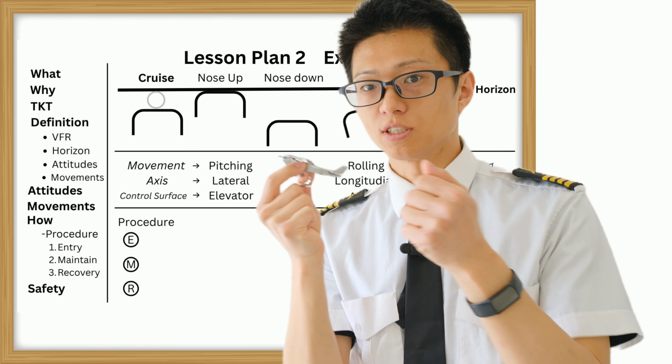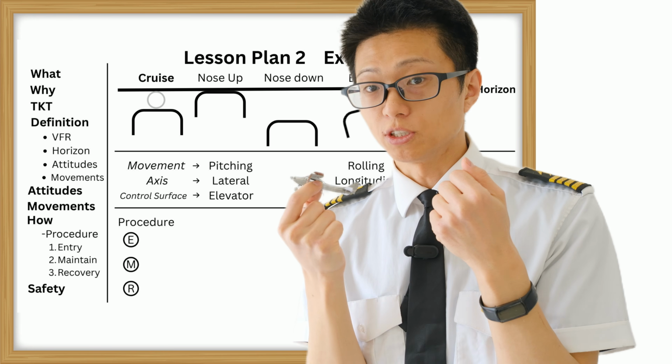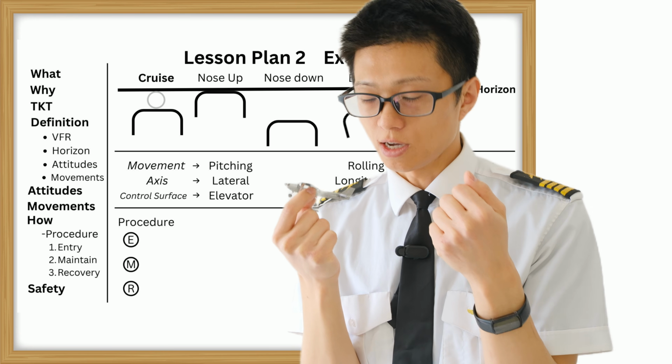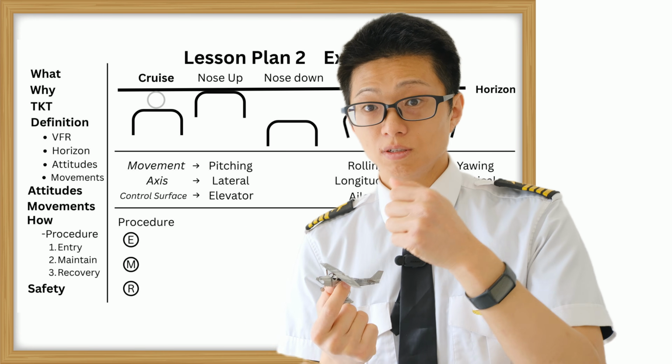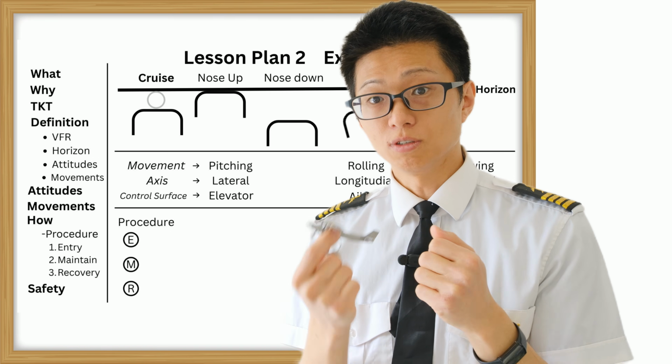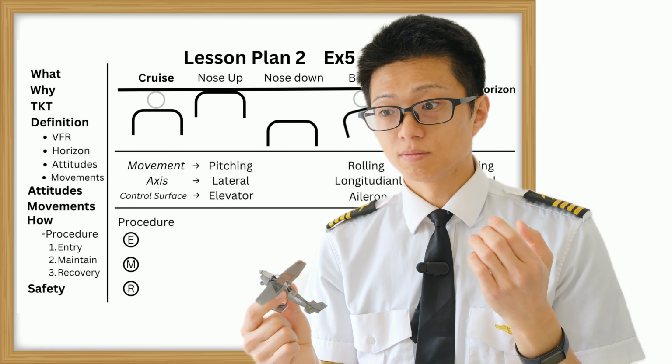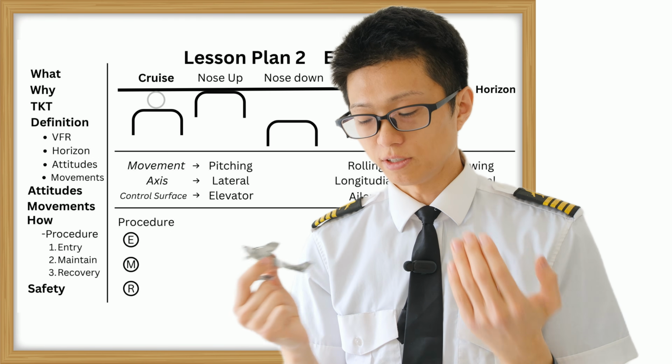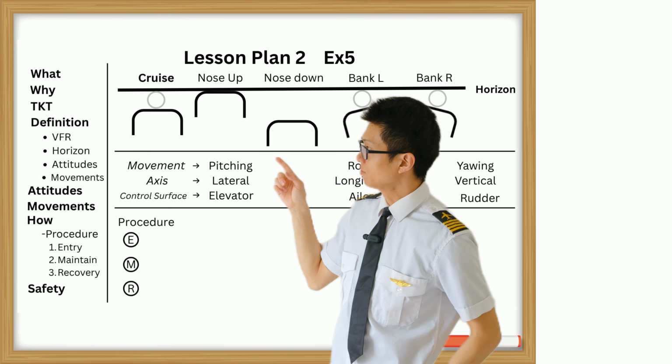Right, so elevator is like forward pressure and back pressure, right? In the cockpit, okay? And the aileron is left and right, right? In the yoke. And how do you control the rudder? The pedals, right? In the cockpit. Very good.